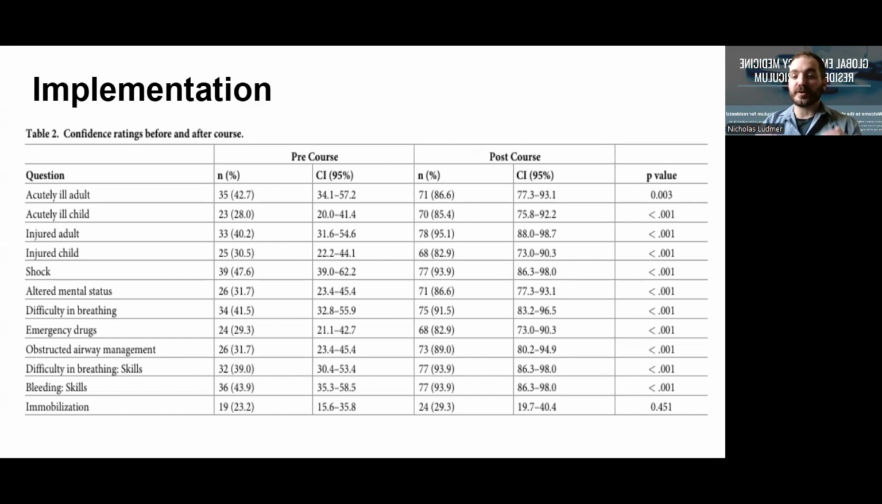First, they took a look at the learner's comfort level with assessing and dealing with some of the topics covered in the BEC. So how comfortable do they feel taking care of a sick child? How comfortable do they feel taking care of an adult who presents acutely ill? And then specifically, how comfortable do they feel assessing and managing an airway? Or assessing somebody's breathing and then making necessary interventions? And what they found, based on a pre-course survey and a post-course survey, is that in nearly every category they asked about, there was a statistically significant change in the comfort level of the learners when dealing with these topics.